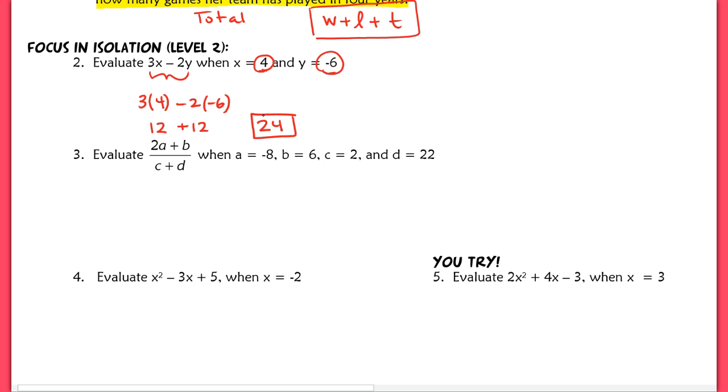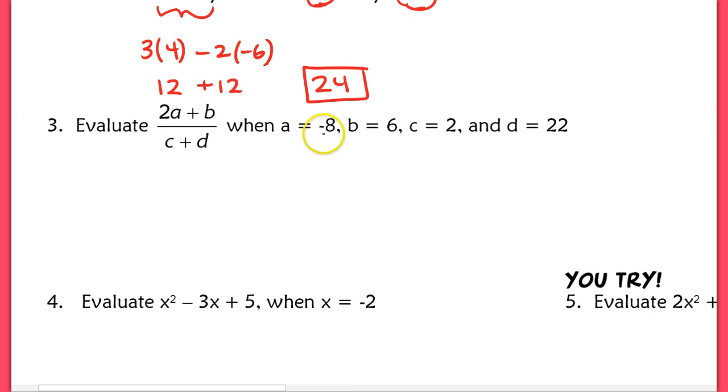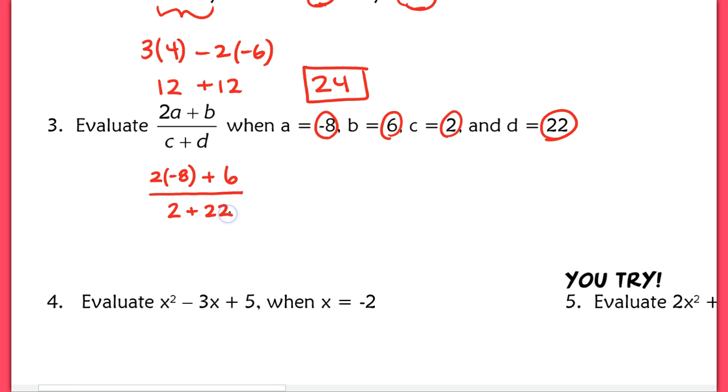Now in number 3, we have a little bit more difficult of an expression here because I've got more variables involved. So again, you want to be just careful that you're substituting in the correct variables. So we have a equaling negative 8. So I'm going to substitute negative 8 here and write that as 2 times negative 8, then plus, I'm going to add the b value, which is 6, so plus 6. We're going to divide that number by c plus d. C is given to me, and that's equal to 2. And we're also told that 22 is equal to d, so we have 2 plus 22 in the denominator.